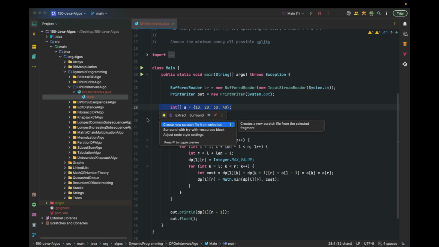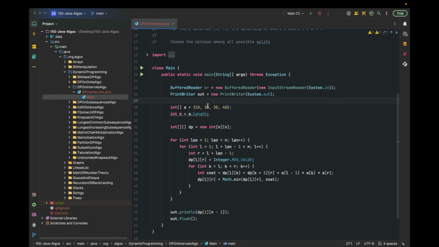So the matrices here are M1, M2, and M3, as we are splitting with K equals 1 and K equals 2. See here, M1 becomes 10 into 20. Next, M2 becomes 20 into 30, and M3 becomes 30 into 40, right? So just keep this in mind: M1, 10 into 20, M2, 20 into 30, and M3, 30 into 40.